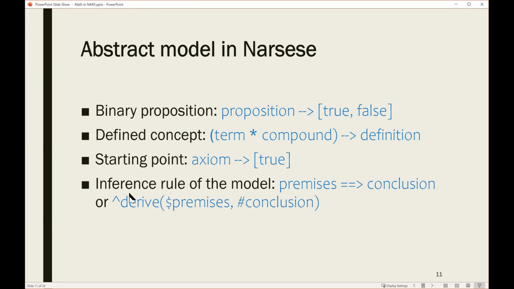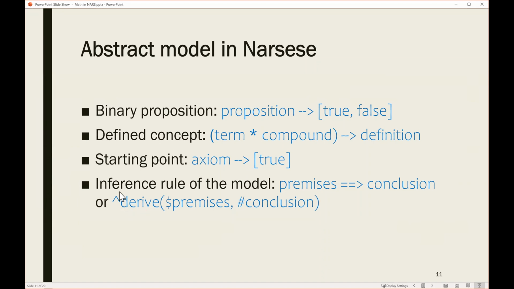And here, once again, the inference rule within this model should not be confused with the inference rule of NARS. They're not the same at all. They don't even need to be similar to each other. Instead, an inference rule of a specific abstract model can be described declaratively as an implication statement. Say, if these things are true, then this conclusion is true. I roughly represent it in this way, but in the detailed description, you should use the word true or false or something like that.